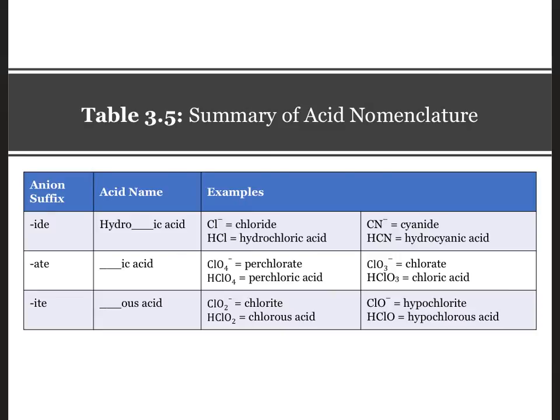Table 3.5 summarizes the acid nomenclature rules with examples, including how to handle HCN, a polyatomic ion that ends in "ide", just like our group 16 and 17 anions do. Take a minute to review these examples, then try the problems on the next slide.